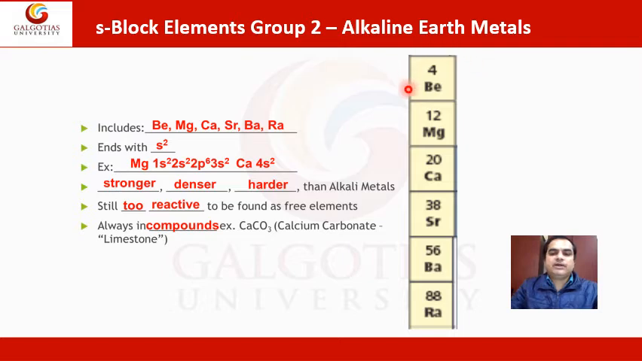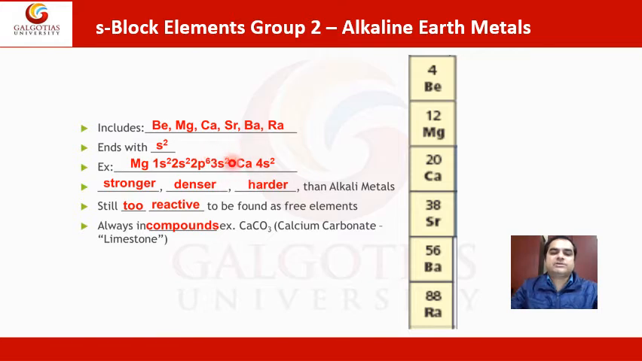As we can see, beryllium has atomic number 4, and magnesium has atomic number 12. If we write the electronic configuration of these elements, for magnesium we have 1s2 2s2 2p6 3s2. So here the last s orbital is filled by 2 electrons.